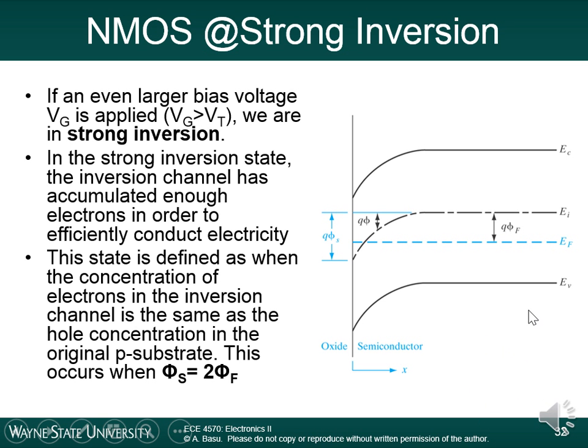So when the amount of bending is equal to twice the distance between E_i and E_F, that's when strong inversion occurs. So, sort of qualitatively speaking, it means when E_i has bent down so that it's below E_F, and these two distances that I'm pointing out, this distance here and this distance here, are equal to each other. It doesn't show that way in the diagram. This is not drawn to scale, but this distance here and this distance here should be equal to each other. So the amount of bending is equal to 2 times phi f.